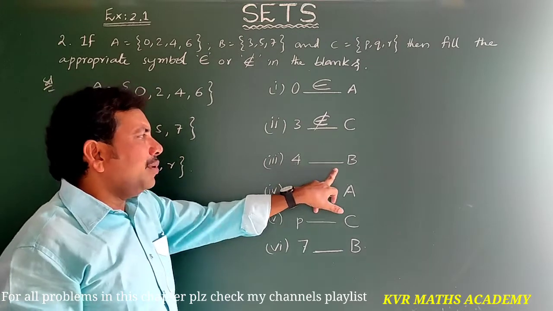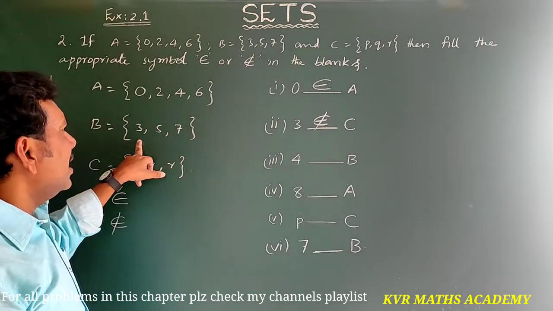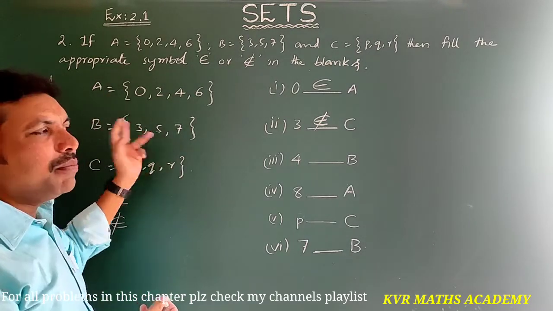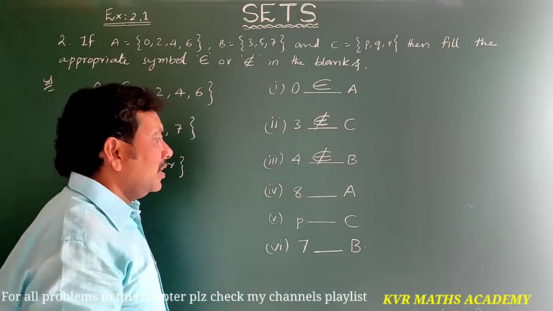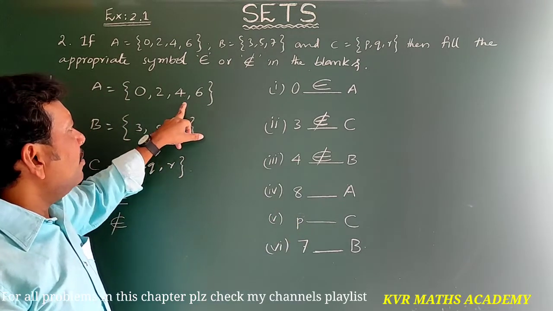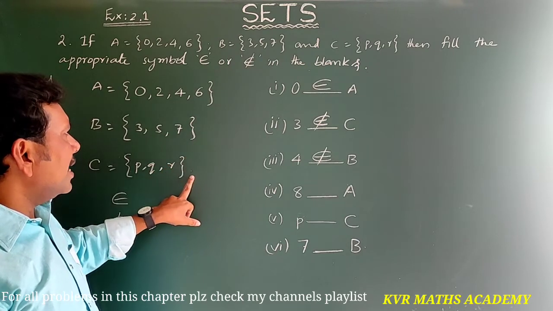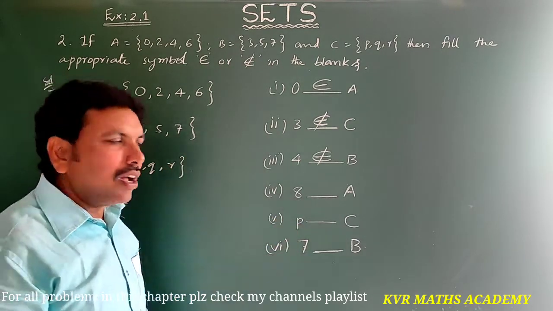Next, is 4 in set B or not? Let us see. Set B, not there. 4 is in set A. So 4 belongs to A, does not belong to B. So here also what will you write? Does not belong to B. Next, in the same way, is 8 in A or not? Is 8 an element in set A? No. Here 8 is not in any set A, B, C. So that's why 8 does not belong to A.